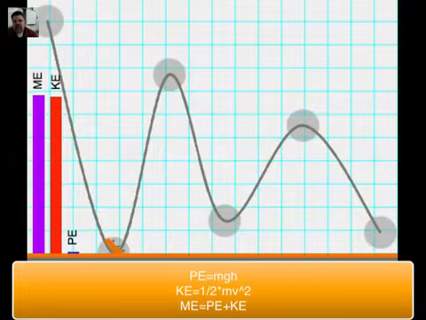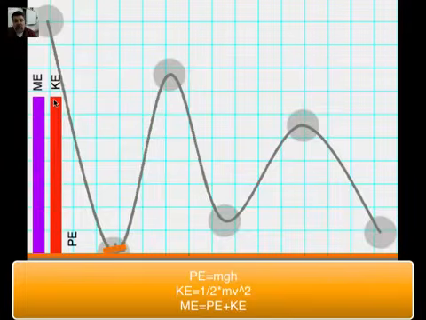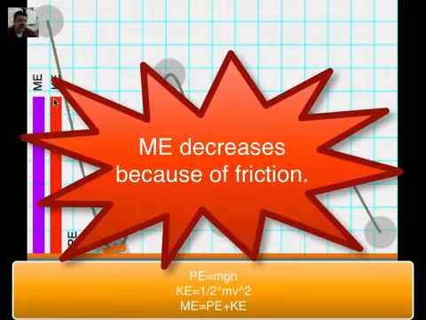Now the mechanical energy is the sum of the potential energy and the kinetic energy. And notice that that purple bar is going down. Well, the reason the purple bar is going down is some of our energy is getting used up to overcome friction and air drag, or air resistance. And that's how things work in the real world. So energy isn't necessarily conserved in the way that we would like to think here on Earth.